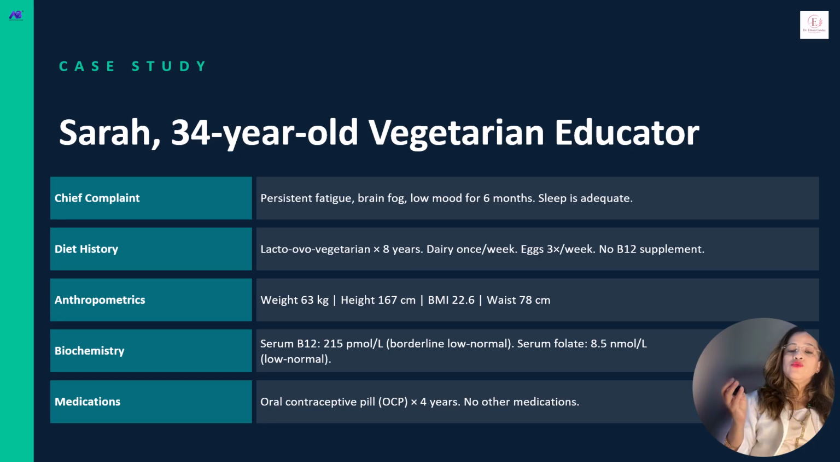So the OCP usage, that is the estrogen containing contraceptives, is known to deplete riboflavin, that is B2, B6 and folate, that is B9. It is also known to deplete magnesium and zinc, and it is therefore very important to understand that if a person, to top it off, is on a vegetarian diet with inadequate dairy and eggs, and is not taking any B12 supplementation, this is a classic setup for gradual functional B12 depletion.